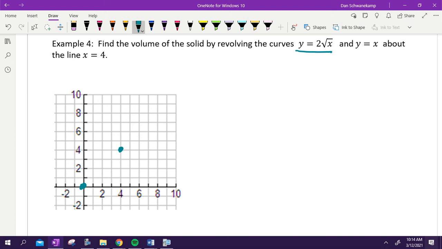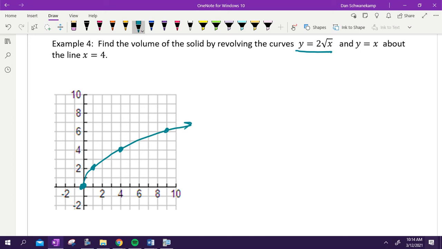I could plug in 1. 1 square rooted would be 1 times 2 would be 2. So if I plug in 1, I get 2. And if I plugged in 9, I would get 6. There is that curve right there, kind of a teapot graph that's been stretched a little bit.